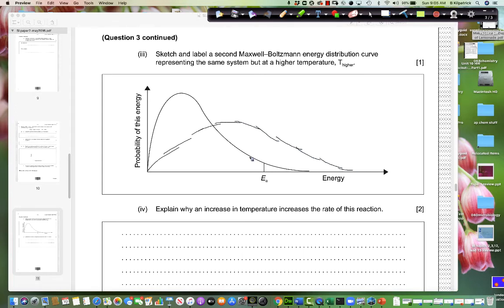So what ends up happening is your activation energy is still the same point. It's just now you've got more molecules that are at that activation energy. But what you need to do in order to get the mark here is you have to move the curve over. So the top of the curve has to be over more towards the right, and you also have to spread it out more to get the mark.